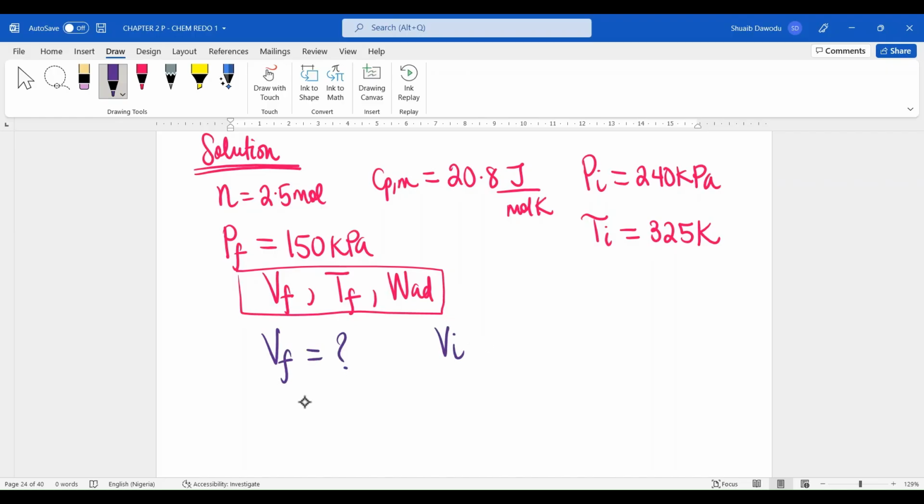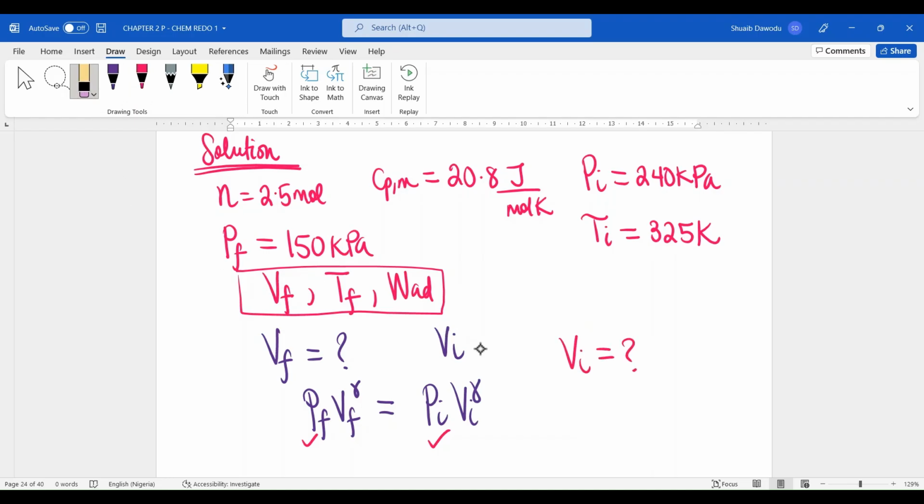Anytime you're given an adiabatic expansion process and asked to determine V final, you have to use this formula: P final multiplied by V final raised to the power of gamma is equal to P initial times V initial raised to the power of gamma. We have P final and P initial. We don't have V initial, and we're asked to determine V final, so we actually have to determine V initial.